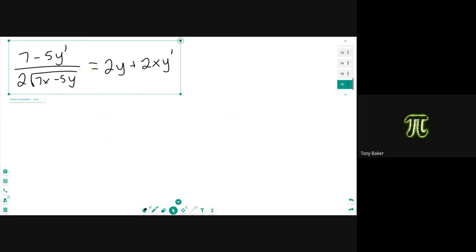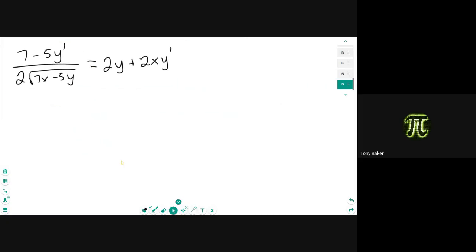What do you want to do first? Multiply both sides of the equation by, how many of them? Yeah, let's get rid of the fraction. At least let's try it. Start there. So I have 7 minus 5y prime equals 2 square root of 7x minus 5 times 2y plus 2xy prime.